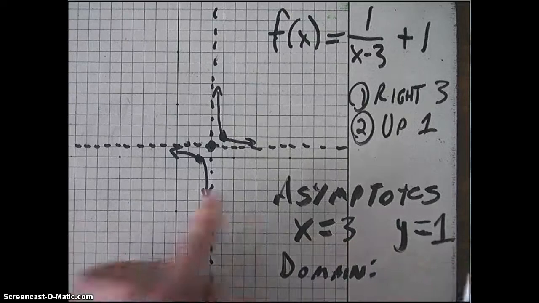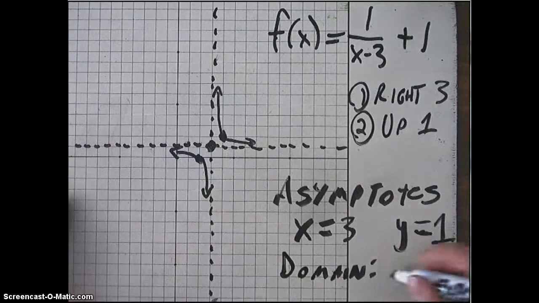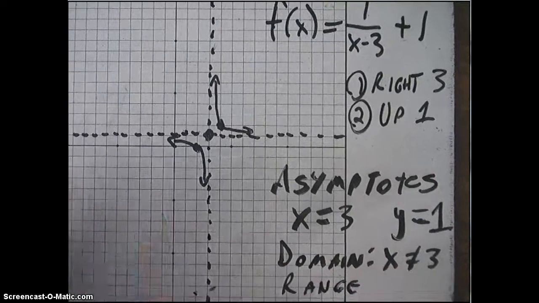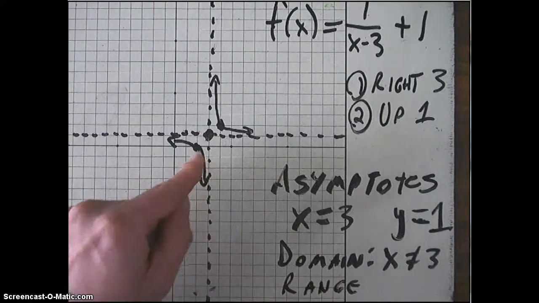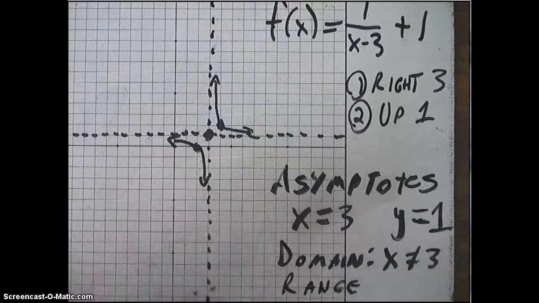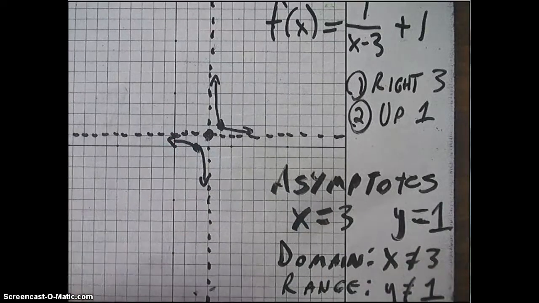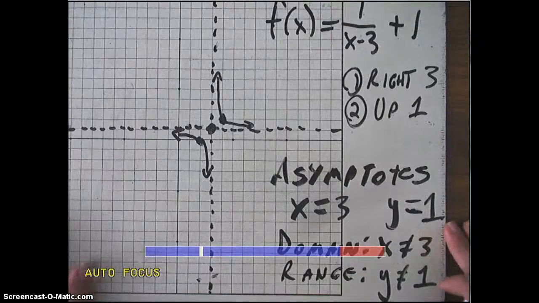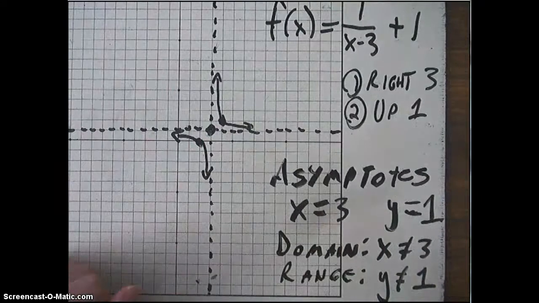The domain is every single x value except for where that asymptote is. So you can just say x does not equal 3. And the range is every single y value except for where that asymptote is, which is at 1. So y cannot equal 1. And that's essentially everything that we have to cover in this lesson. If you can do this, you're in good shape. So let's do another one.